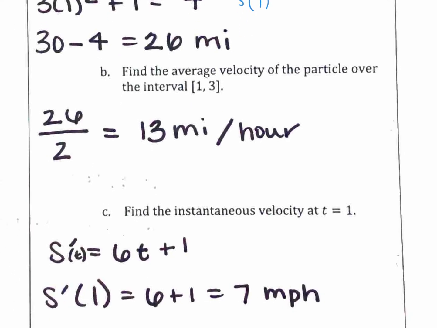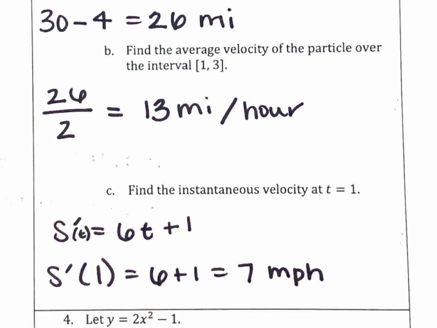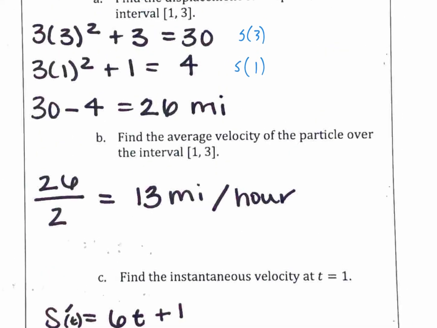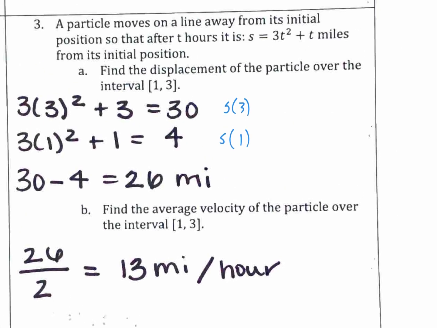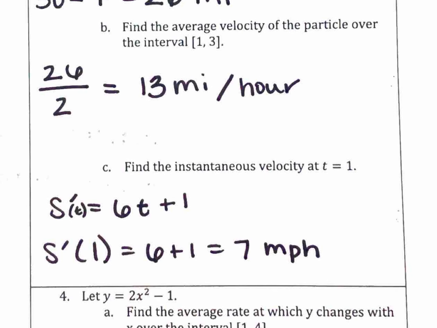If we want instantaneous velocity, we first need to establish the derivative function. So the original function was 3t squared plus 1t, which means our derivative would be 6t plus 1. Once I have my derivative function, I can plug in a time value of 1 to get a specific velocity at that moment.